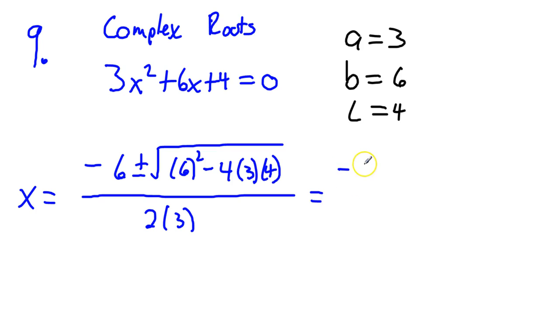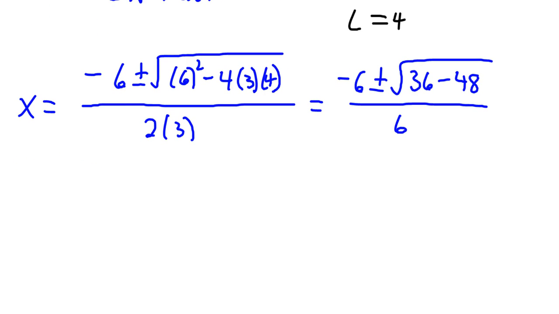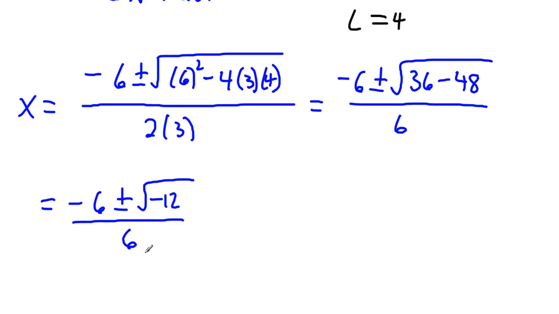Alright, so we've got negative 6 plus or minus square root of 36 minus 48 over 6. Okay, so for that one, we do get a negative inside the square root there. That's negative 12 over 6. Okay, so two things with that one. Because of the negative, we know we're going to have i in the answer.